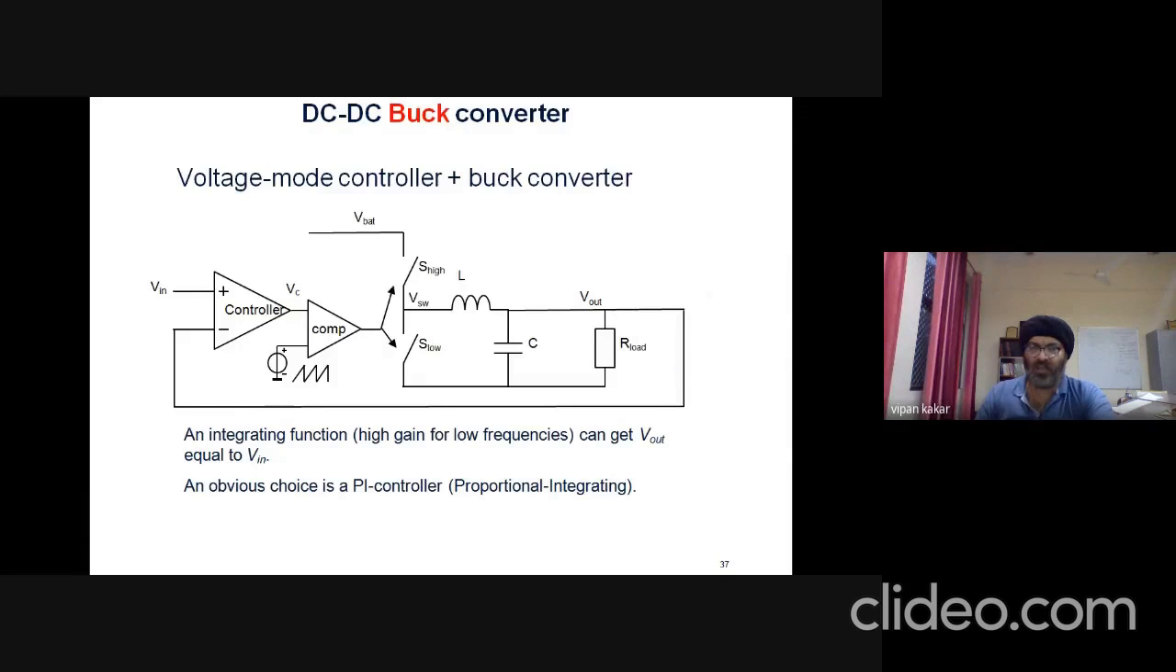Now this control voltage is fed to the comparator over here, which we saw in the previous graph shown by the blue line. That control voltage is compared with the sawtooth waveform, and based on the comparison between the control voltage and the sawtooth waveform, we get the pulses, and these pulses are used to switch on and off these two devices alternatively.